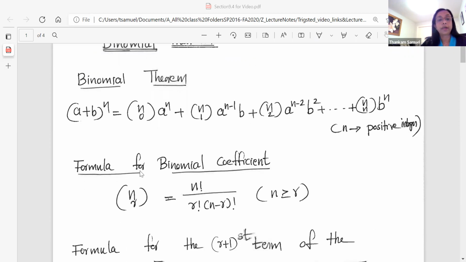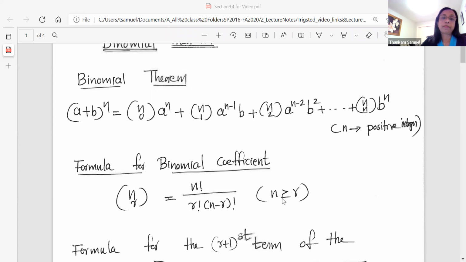And let's look at the formula for the binomial coefficient. n choose r equals n factorial divided by r factorial times (n minus r) factorial, where n is greater than or equal to r.